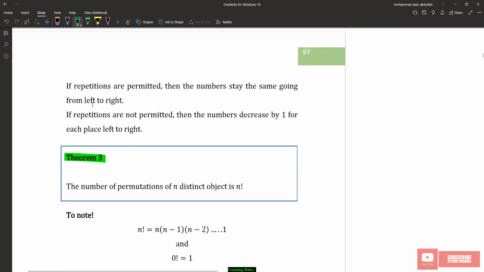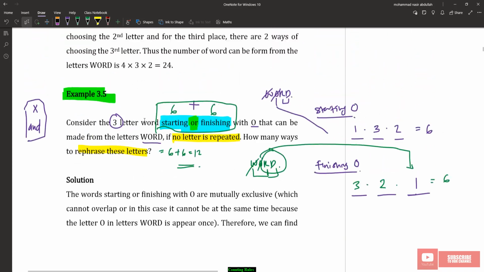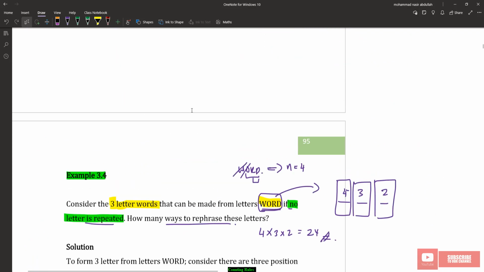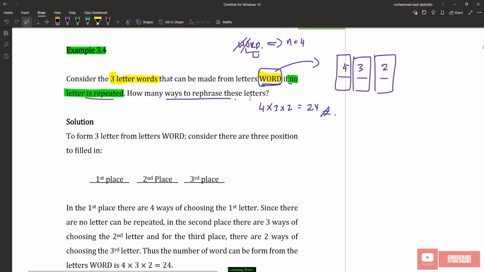From the previous examples, all the examples have the condition that repetition is not permitted. If you look at all the examples earlier, no letter is repeated. So if you notice the trend, if no letter is repeated, the number keeps on decreasing from left to right. Do you see that? 4, 3, 2.